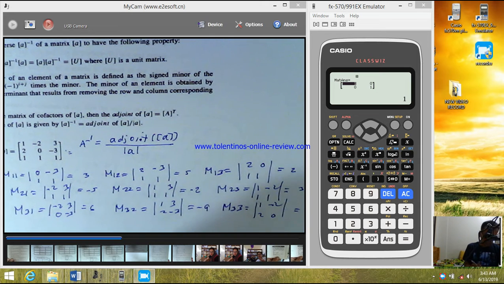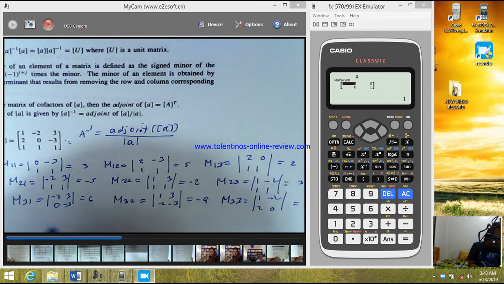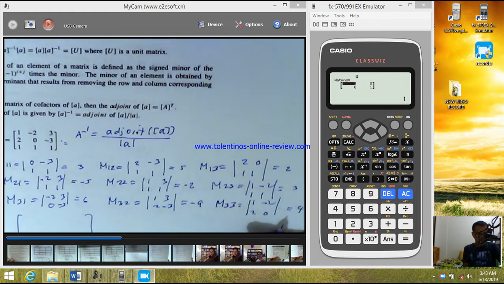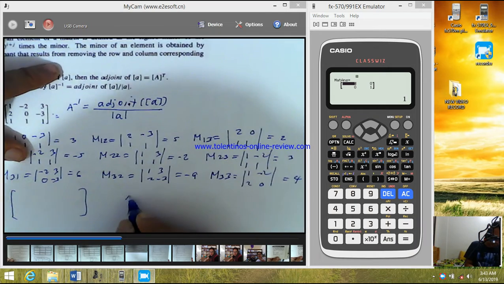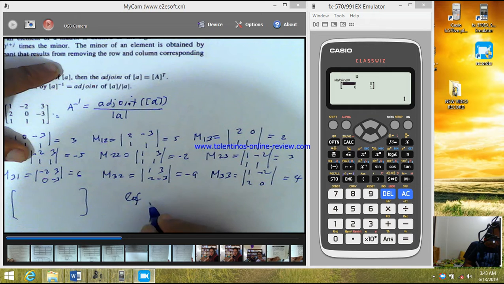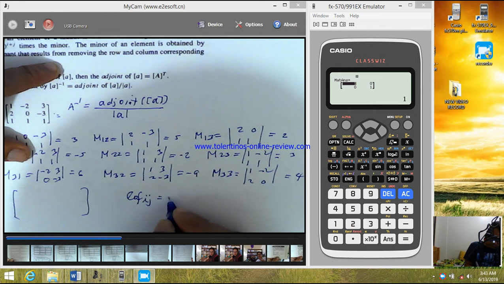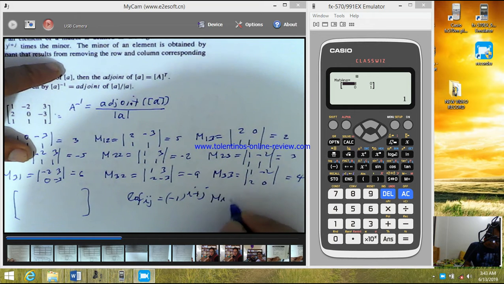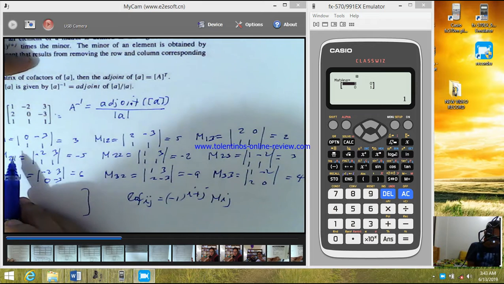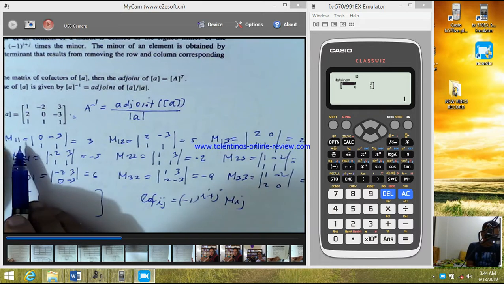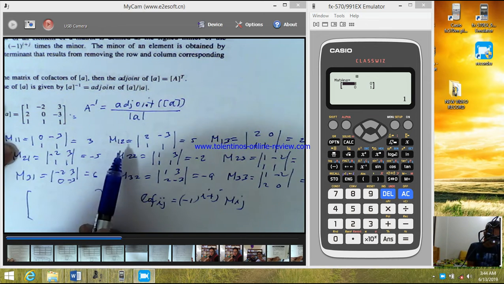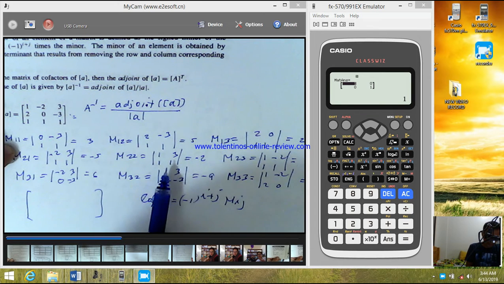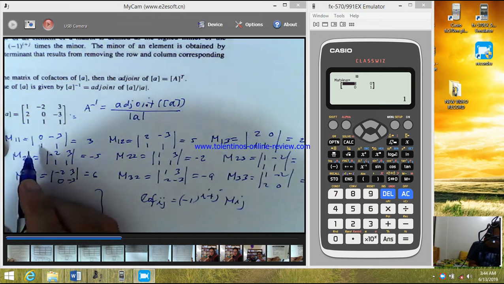Then you will have to find the cofactors. Now remember that the cofactor ij is equal to -1 raised to the i plus j times the minor ij. If the sum of these indices is even, the number is retained. Otherwise, the sign is reversed.